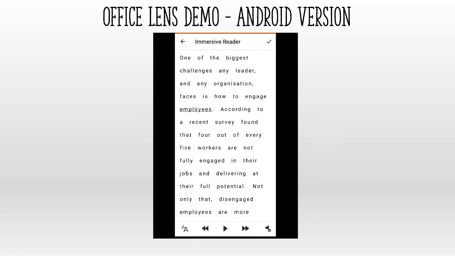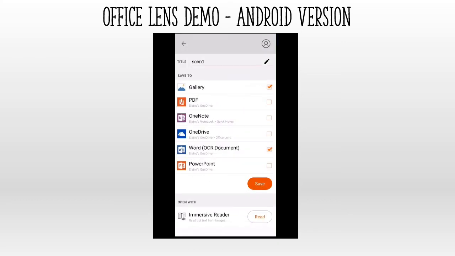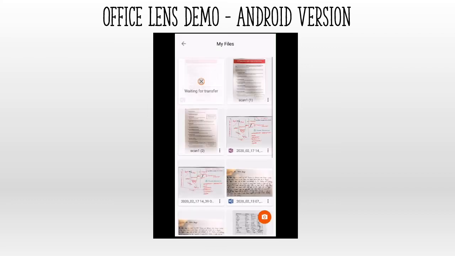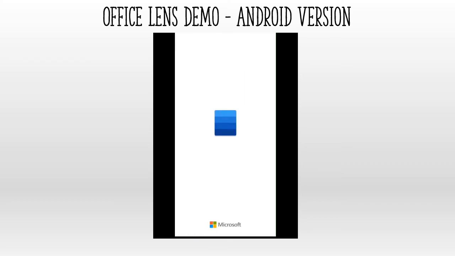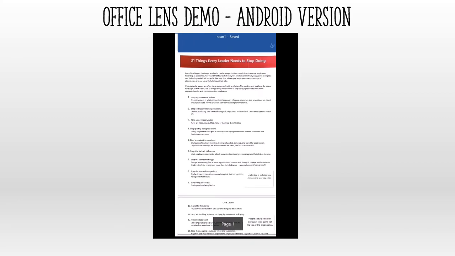So that's the Immersive Reader in Office Lens. When I'm happy with that, I can just press save, and now that's going to save my document to both Word and to the gallery. Once it's finished transferring to my OneDrive, then I'll be able to view that Word document. Pressing it from the Office Lens screen opens up Word.